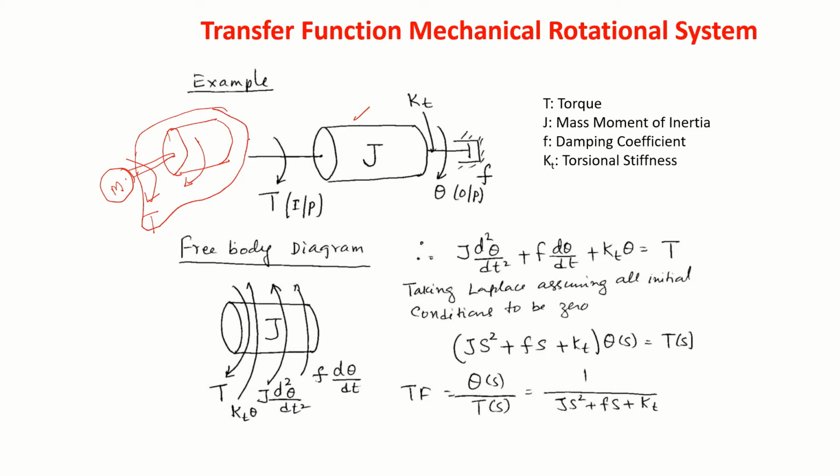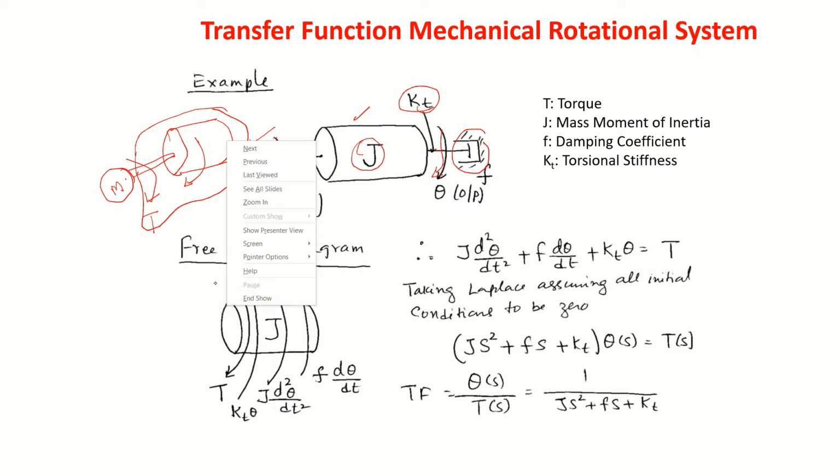Since it is a rotational one, instead of mass, I have considered mass moment of inertia, that is J. The input force is torque, right? Now there are bearings and all, that damping I represent by F. And this shaft has its torsional stiffness, let us call it KT. And instead of x, theta is the angular displacement. So now let us draw the free body diagram.